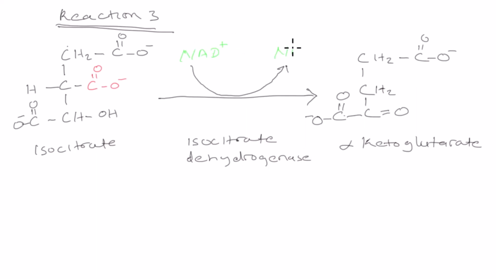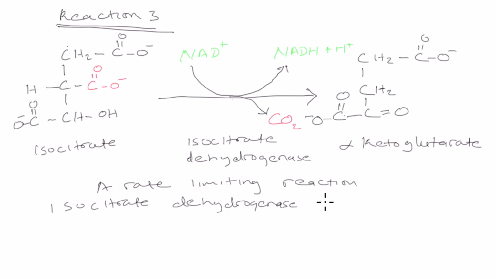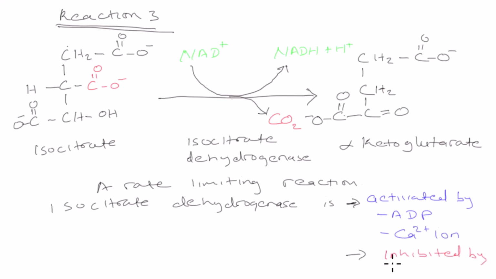3 NADH molecules produced by the cycle, and the first release of carbon dioxide, CO2. This is one of the rate-limiting steps of the TCA cycle. Isocitrate dehydrogenase is allosterically activated by ADP and calcium 2+ ion, and is inhibited by ATP and NADH, whose levels are elevated when the cell has abundant energy stores.